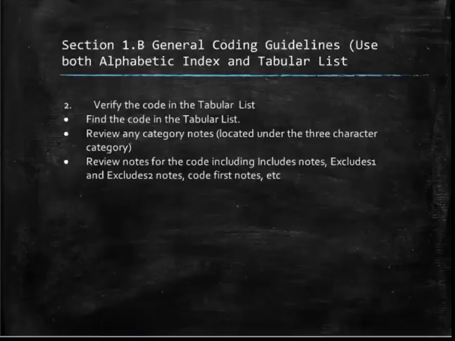After you have found your code in your alphabetic index to diseases, you have to verify your code in the tabular list. Okay, so you will go to your tabular list in the back of your book. You're going to find the code that you found in your alphabetic index in your tabular list. You're going to review all the notes that are there. You're going to make sure all the characters are there. You're going to make sure you pay attention to the includes, excludes 1 and 2, and any additional notes that are found within the tabular list, because your tabular list is going to help you code correctly.